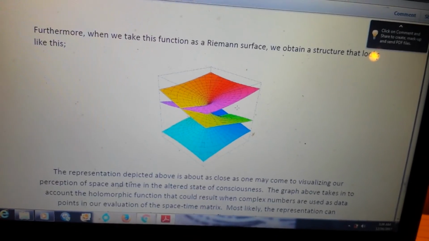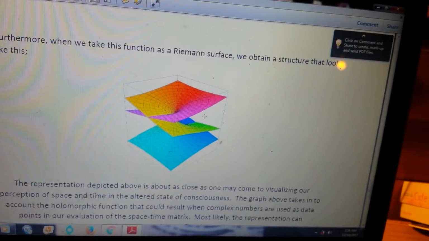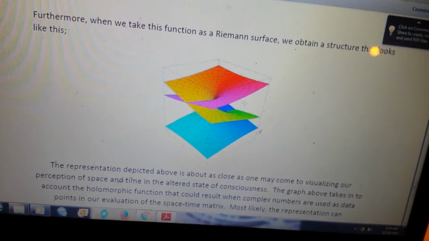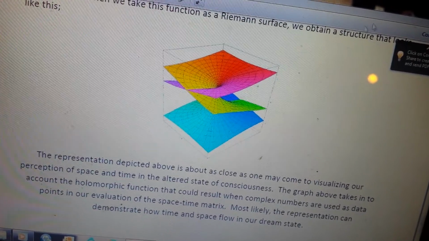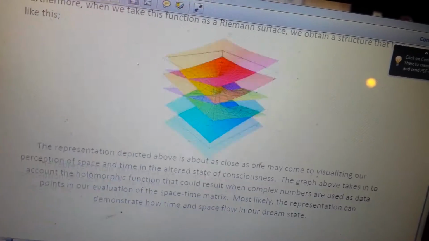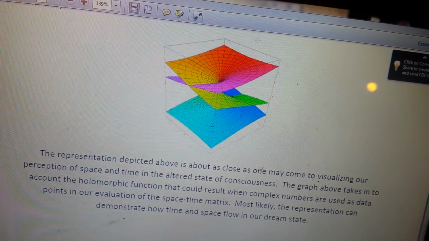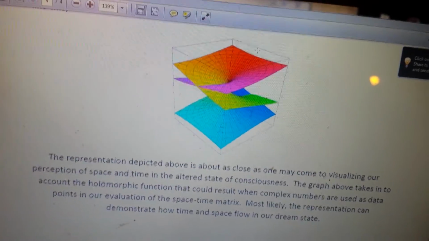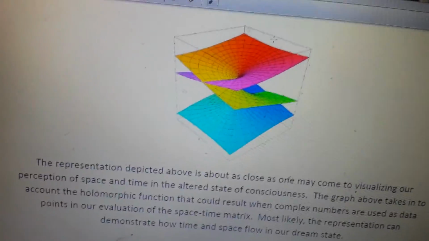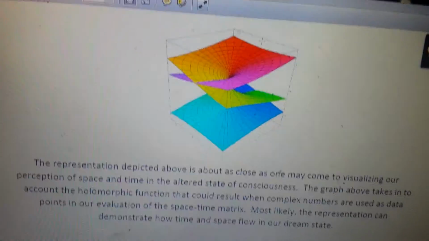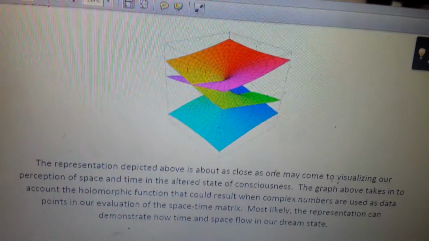Now, when we take the cube root function as a Riemann surface, this is what we get. Okay? This is the Riemann surface of the cube root. So this is the altered state of consciousness right here. This is a representation of the space-time continuum in the altered state of consciousness. Check that out, man.